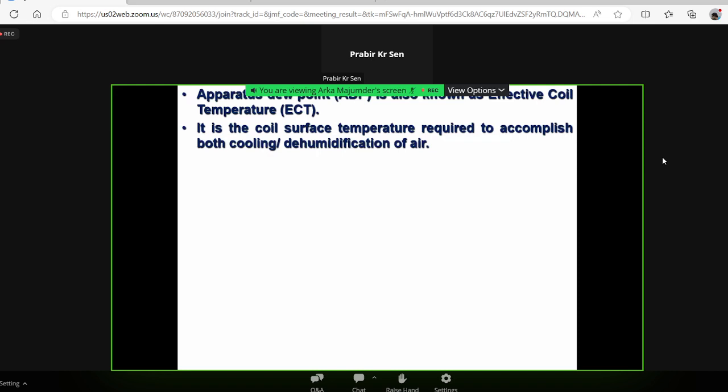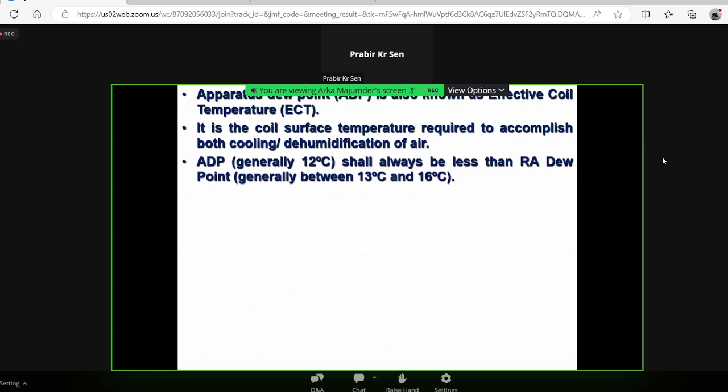So we have to check it. We do the calculation in our heat load workout and check both the things. We'll do it. Okay, next. Apparatus dew point, generally 12 degrees centigrade, shall always be less than the return air dew point, generally between 13 to 16 degrees centigrade. Then, next slide.